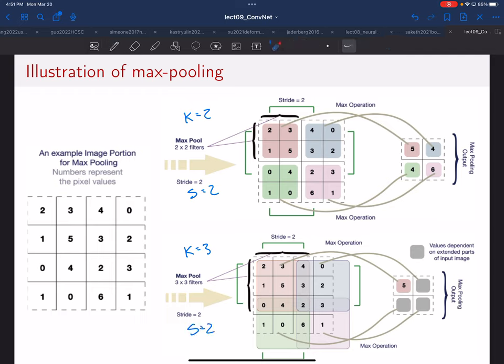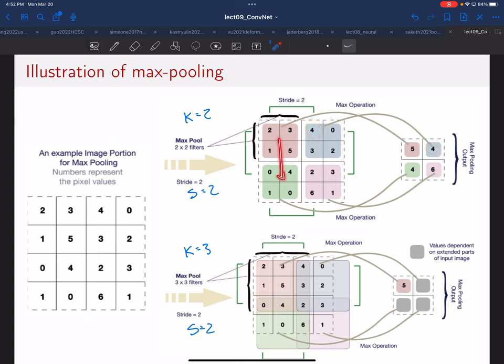Okay, so what we're going to do here is, this is my little k by k, or 2 by 2 region. I'm going to look for the maximum pixel here, which is obviously 5, report that. Then I shift over, so my stride is 2, so I move this to the right by 2. I look at the maximum there, which is 4, I report that.